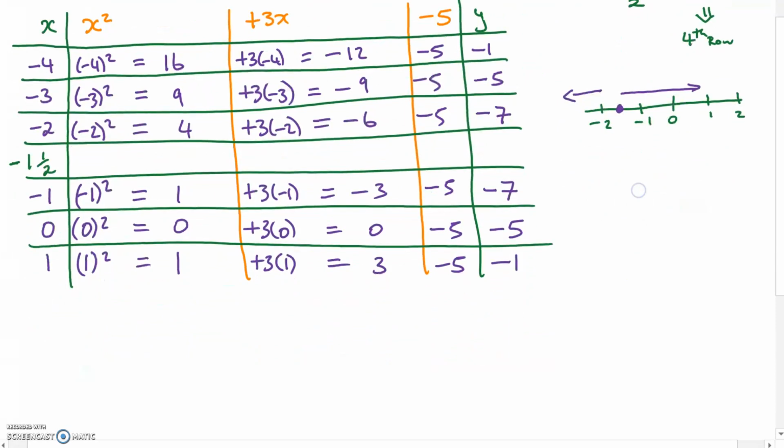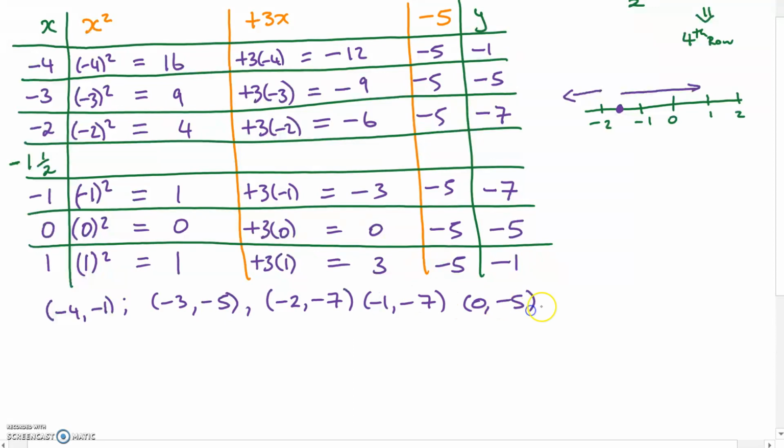So our points here are going to be negative 4, negative 1; negative 3, negative 5; negative 2, negative 7; negative 1, negative 7; 0, negative 5; and 1, negative 1.